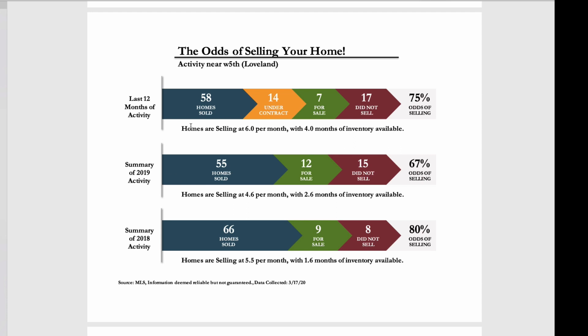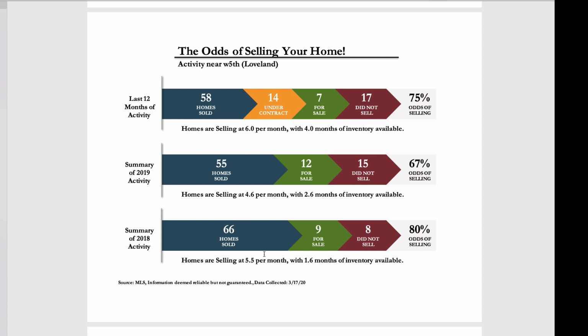of 2019. Now, in blue, we show all the properties that sold. In green, we show all the properties that are for sale. And in red, we show all the properties that did not sell. Usually we like to say those are properties that didn't sell for the value they had and where they were priced at. Now, if you look at everything that's listed and look at the percentage of homes that sold, we like to call that the odds of selling.